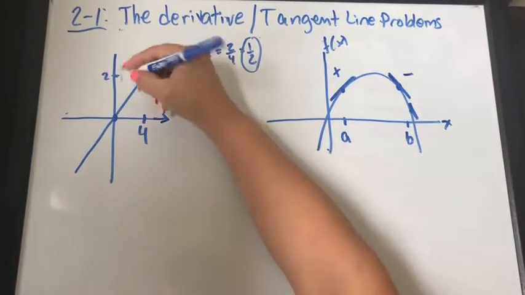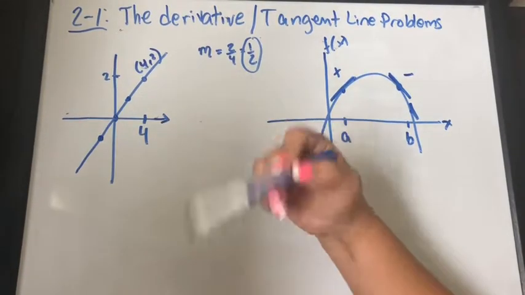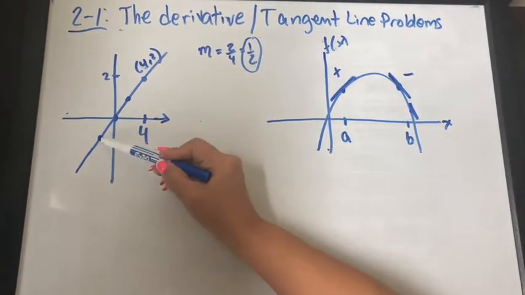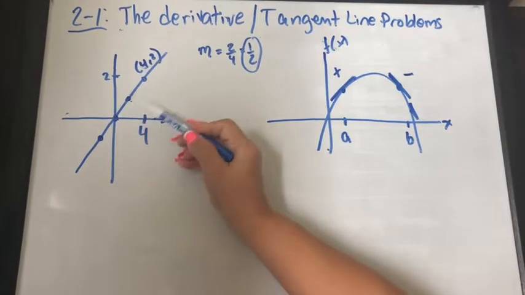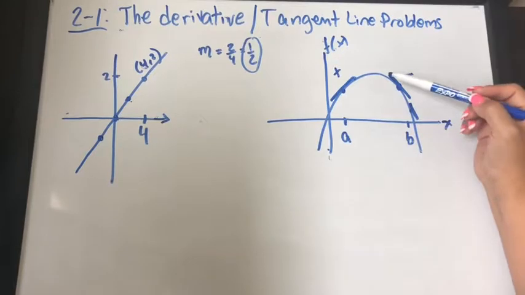While here, no matter where I ask you for the slope, your answer should always be 1/2. Changing to calculus terms, what's the derivative at this point? At this point, at this point, it's always 1/2. But the derivative in this curve will always be changing.